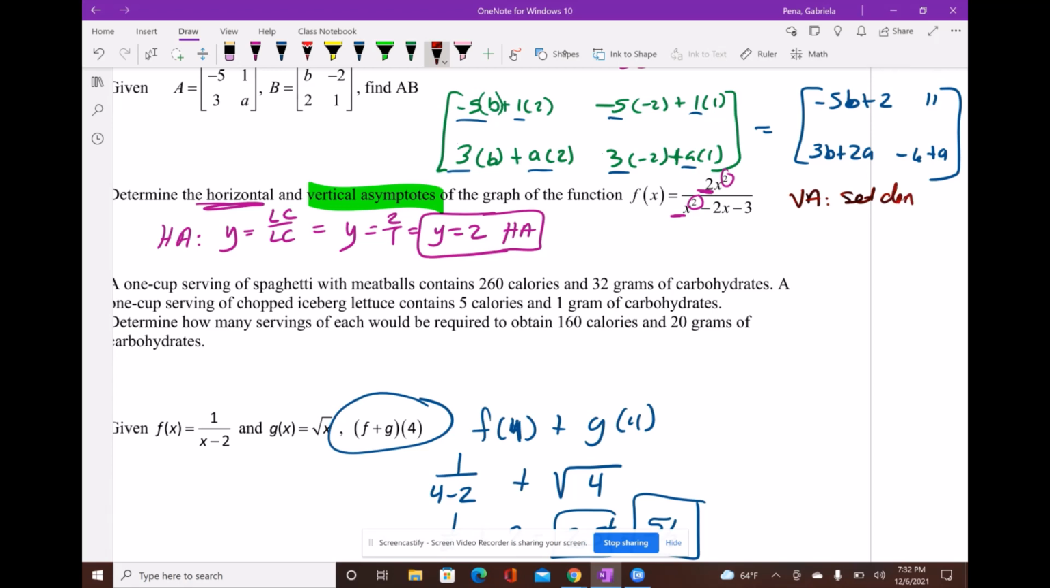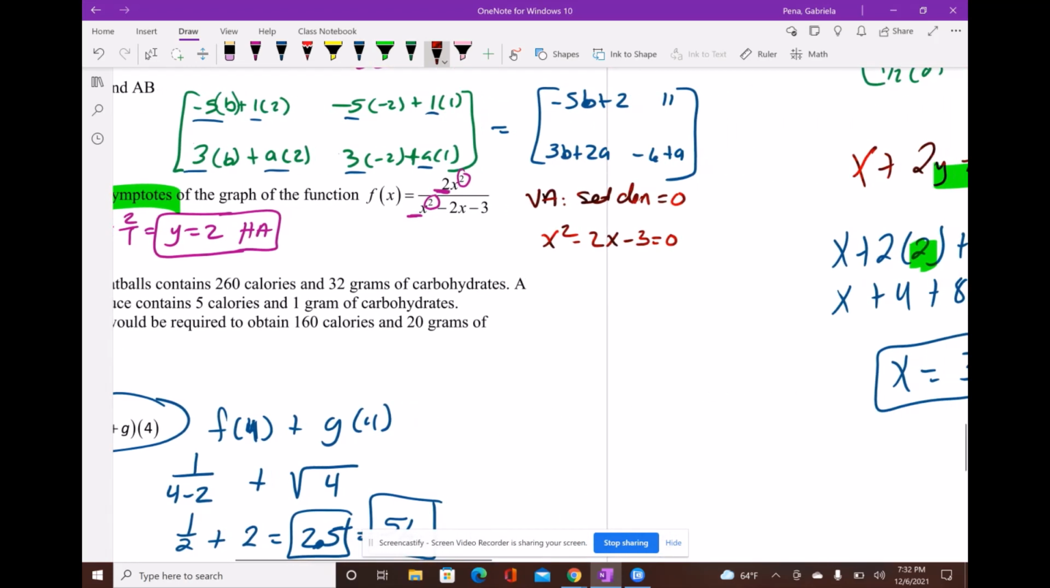Set denominator equal to 0. x squared minus 2x minus 3 is equal to 0. That means we need to find two numbers that multiply to negative 3 and add up to negative 2. It's 1 and 3, but who's who? Negative 2. So negative 3 and positive 1. Very good. So (x plus 1)(x minus 3).